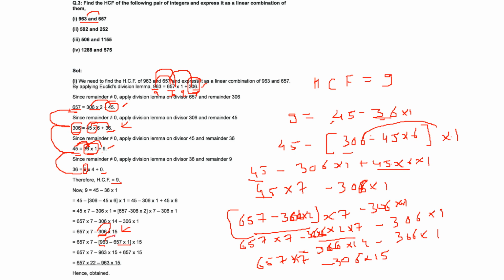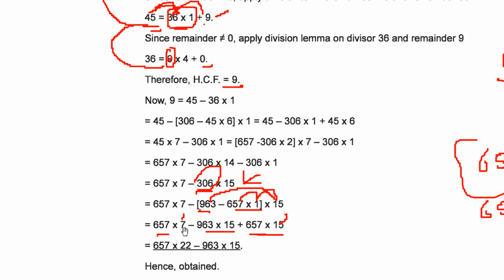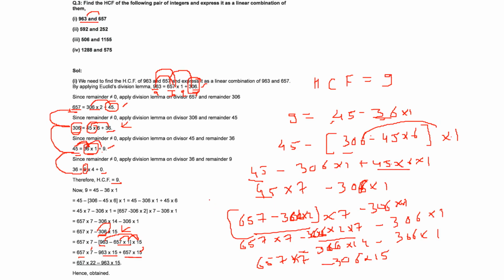Expand it. 963 into 15, this one, and 657 into 1 into 15, like this. Now we have 657 here, we have 657 here, we have 15 and we have 7. So 15 and 7, just add them. You get 657 into 22. 657 into 22, minus 963 into 15. So this is your final linear combination. I hope you got the idea. We just backtracked and finally wrote 9 in this form by backtracking like this.